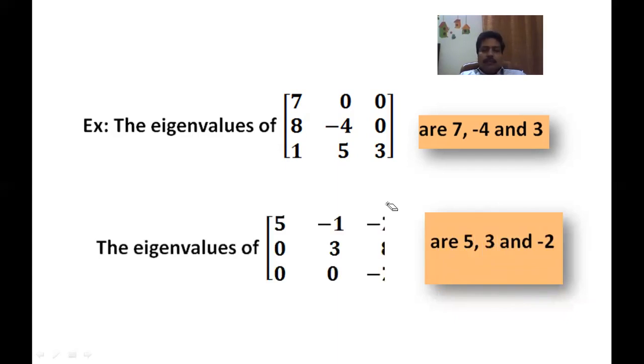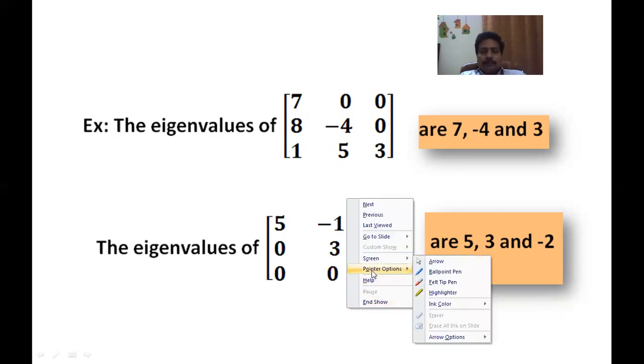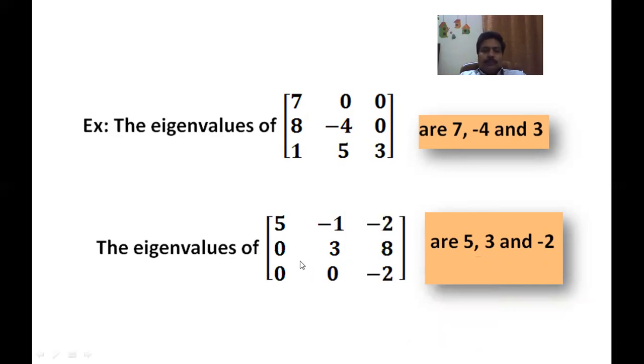Similarly, the eigenvalues of 5, minus 1, minus 2, 0, 3, 8, 0, 0, minus 2 are 5, 3, minus 2, the entries in the main diagonal. Since it is an upper triangular matrix, all the entries below the main diagonal are zeros. So the entries 5, 3, minus 2 are the eigenvalues.